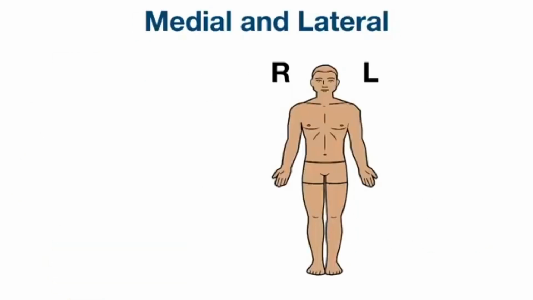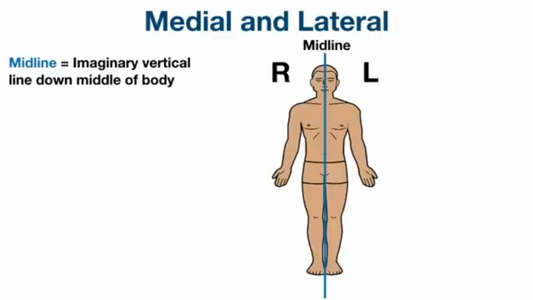The first pair of directional terms is medial and lateral. To better understand medial and lateral, let's divide the body into right and left sections using a sagittal plane. Remember in the previous video on body planes that the sagittal plane runs vertically front to back and it divides the body into right and left sections. The line you see represents the midline of the body. The midline is an imaginary vertical line down the middle of the body and it divides the body into equal right and left sections. The easy way to remember the definition of midline is to think of midline and middle.